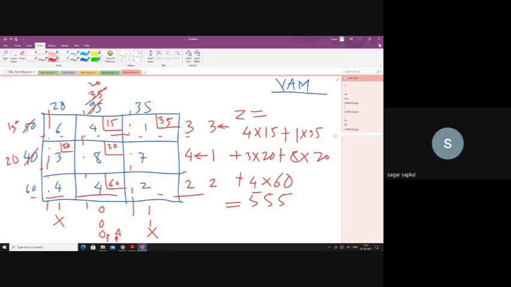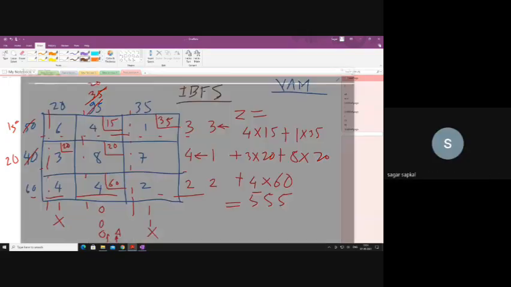Okay. Now I will give you one more problem. You try to solve for the initial basic feasible solution by using all these three methods: northwest corner method, least cost method, and VAM method. Is it okay? Can you find the initial basic feasible solution by using all these three? Yes or no? Yes, sir. Okay, so take down one problem.